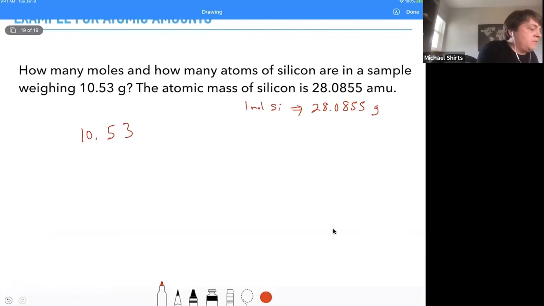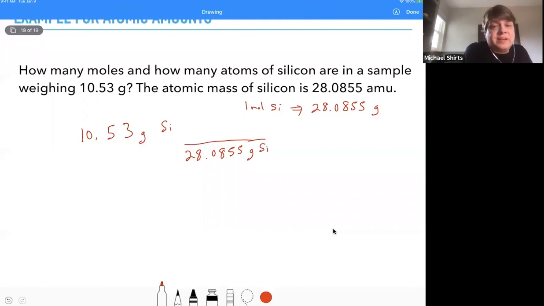All right, so if we have 10.53 grams of silicon and we're to convert to moles, the conversion factor is 1 mole per 28.0855 grams of silicon. Sometimes it can be useful to actually be explicit. This is the conversion factor between grams of silicon and 1 mole of silicon. There's a different conversion factor between grams of hydrogen and 1 mole of hydrogen. So at this point, we can cancel out the grams of silicon.